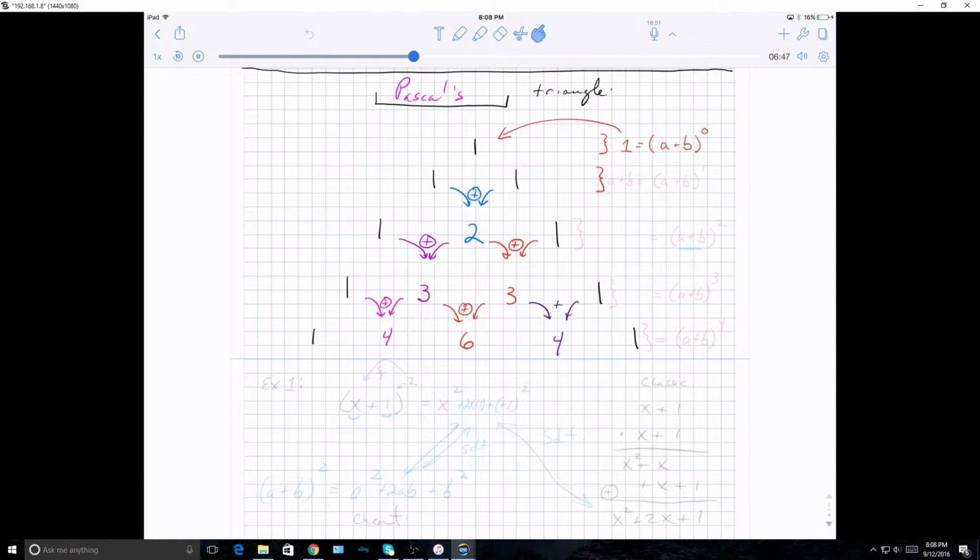So let's take this next row. This would be equal to the sum of 2 things raised to the 1st power. Well, what do you get when you raise that to the 1st power? Well, it's just that same thing back, or a plus b.